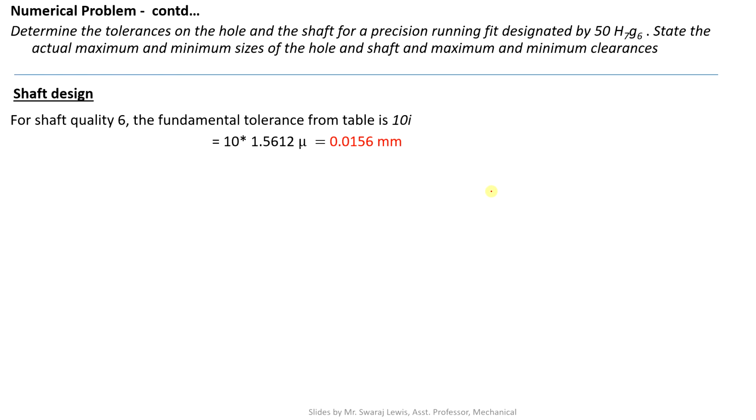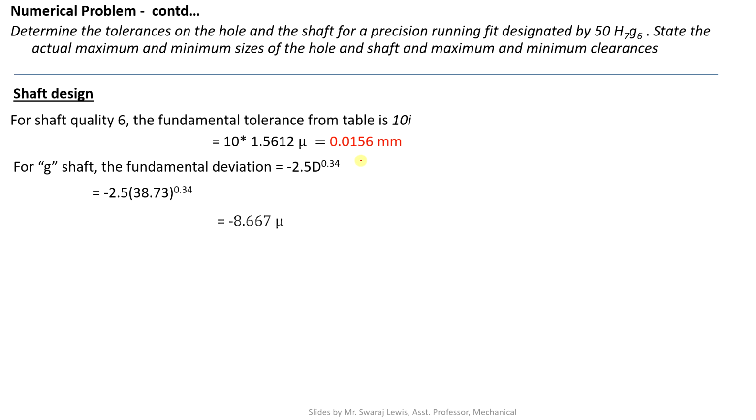Then for the G shaft, there is a table for deviation. It will be most of the time given in the question. I have not mentioned it here. For the G shaft, it is given as minus 2.5 d to the power of 0.34. Substituting d here, d is 38.73. Don't substitute 50. For all the deviation and tolerance, we are going to use the step 1 answer. For the final answer only, we are going to use 50. So you will get the answer as minus 8.667 micron. Remember, there is a minus symbol. You have to be careful with this one. And the answer is in micron, or you can convert into mm.